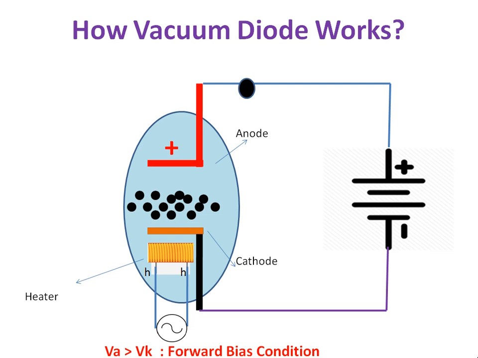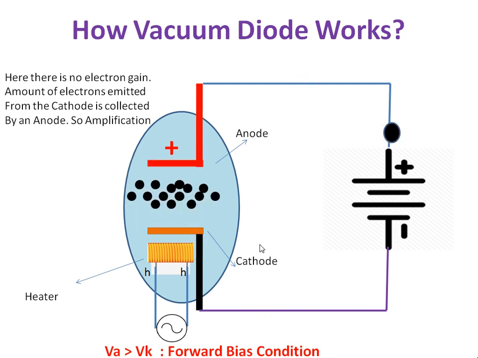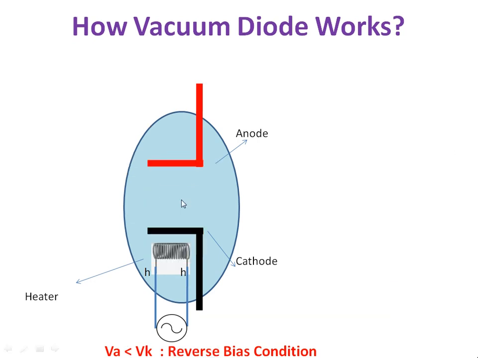One more thing, the anode is connected to positive potential and the cathode is connected to negative potential. So VA is greater than VK, because the anode is connected to positive and the cathode to negative. This is the forward bias condition. Here there is no electron gain, because whatever electrons are emitted by the cathode are received by the anode. There is no electron amplification, so there is no gain in a diode.